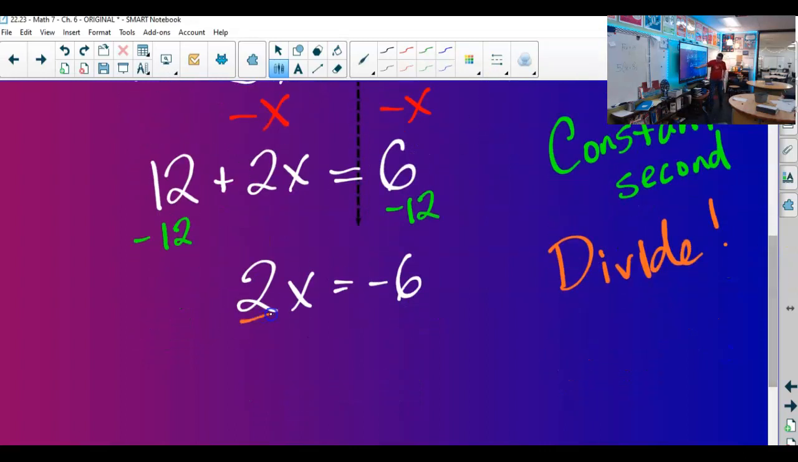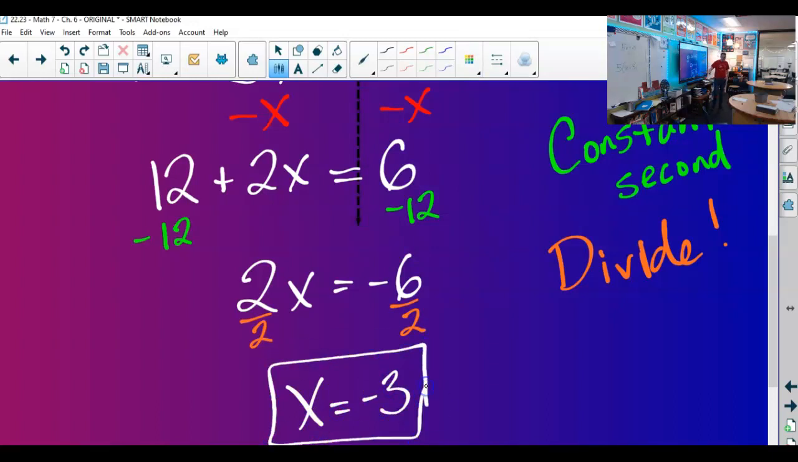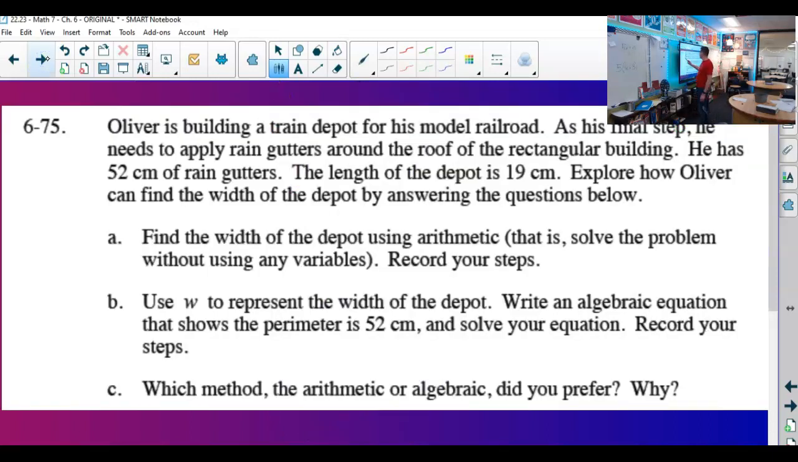So divide by 2, and we get x is negative 3, but arguably I think that way was easier. Same answer. So not right versus wrong, but I think this way was easier. Try 95 with your partner, 75.